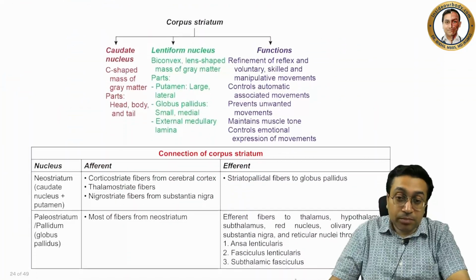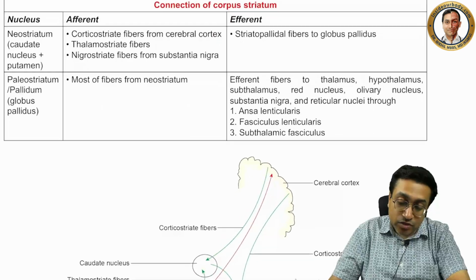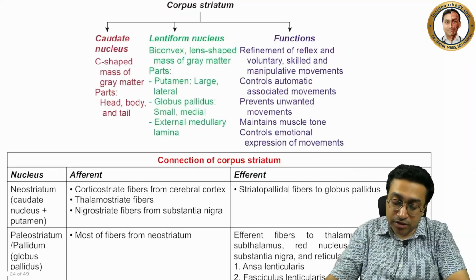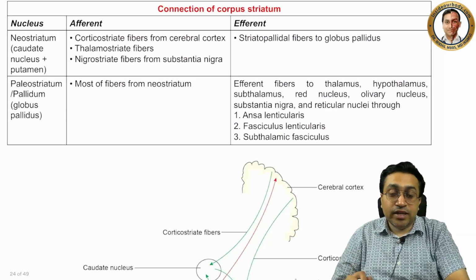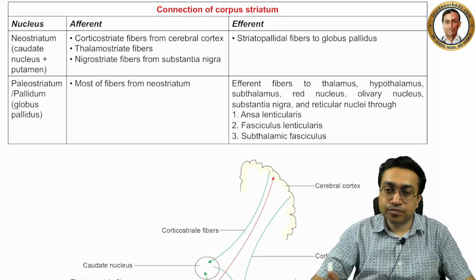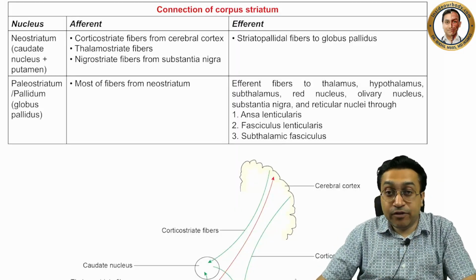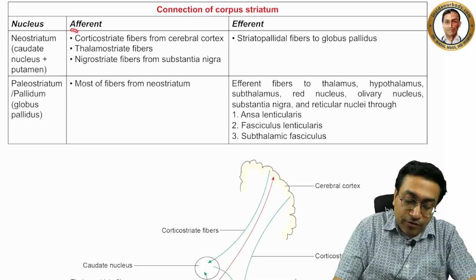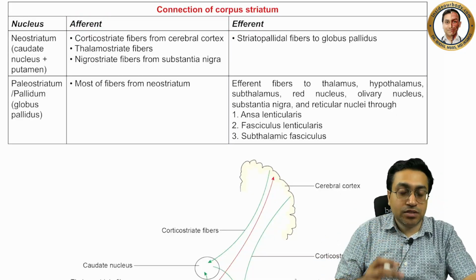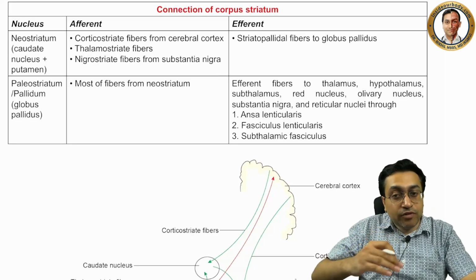Alright, then we come on to the main part, that is the corpus striatum connections. Connections of the corpus striatum. This table I am skipping because we have already discussed it in the form of the different areas which we have talked about. Next we come on to the connections of the corpus striatum. In this we have to understand the afferent and efferent connections. I hope you know afferent connection and efferent connection, meaning something which is coming towards the basal ganglia or the corpus striatum specifically now, and efferent means going away from the corpus striatum.